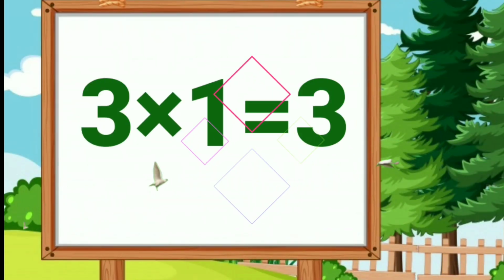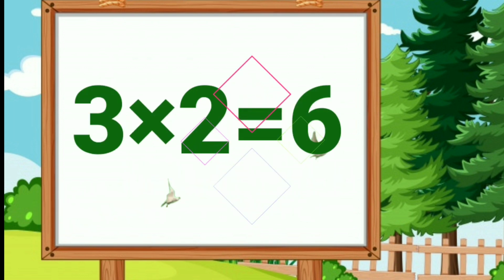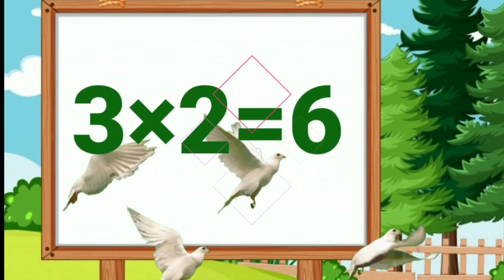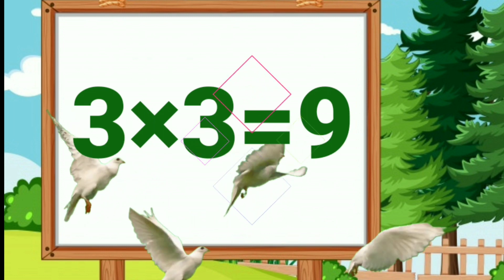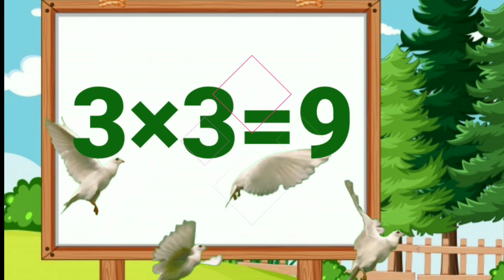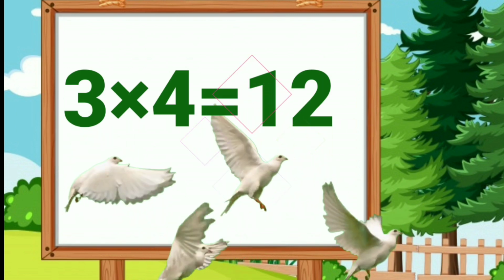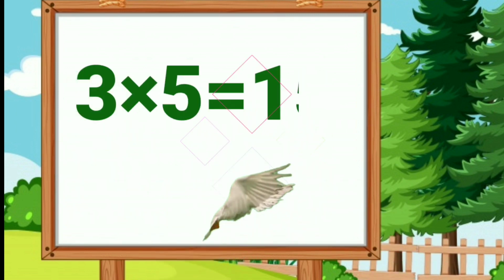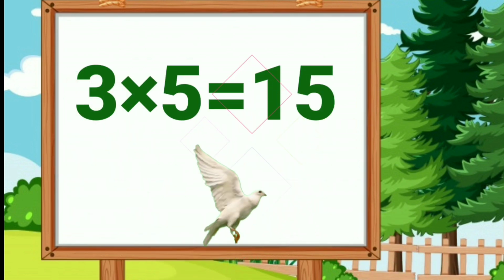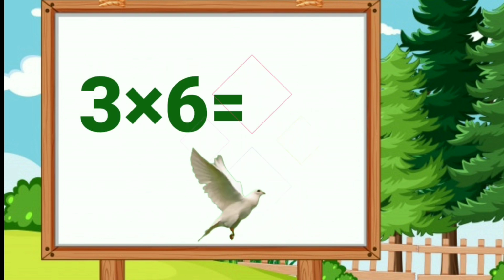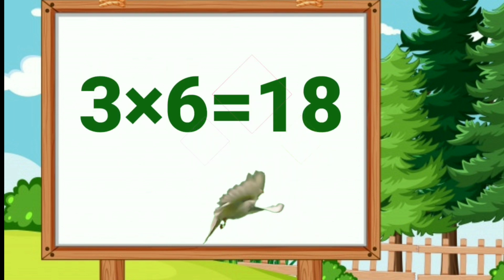3 ones are 3. 3 twos are 6. 3 threes are 9. 3 fours are 12. 3 fives are 15. 3 sixes are 18.